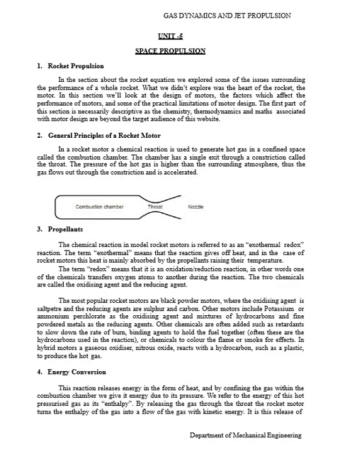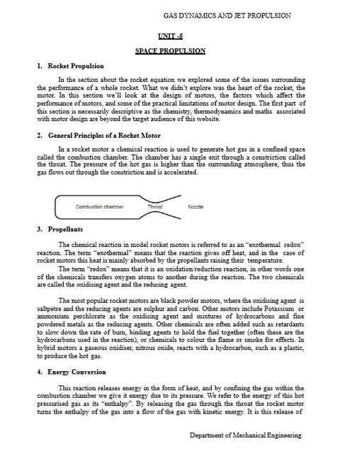Propellant. The chemical reaction in a model rocket motor is referred to as an exothermal redox reaction. The term exothermal means that the reaction gives off heat, and in the case of a rocket motor, this heat is mainly absorbed by the propellant, raising its temperature. The term redox means that it is an oxidation and reduction reaction. In other words, one of the chemicals transfers oxygen atoms to another during the reaction. The two chemicals are called the oxidizing agent and the reducing agent.